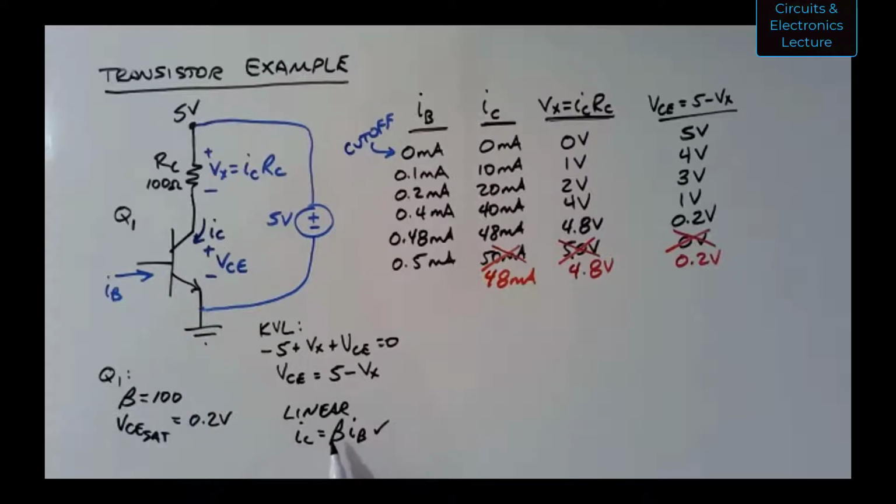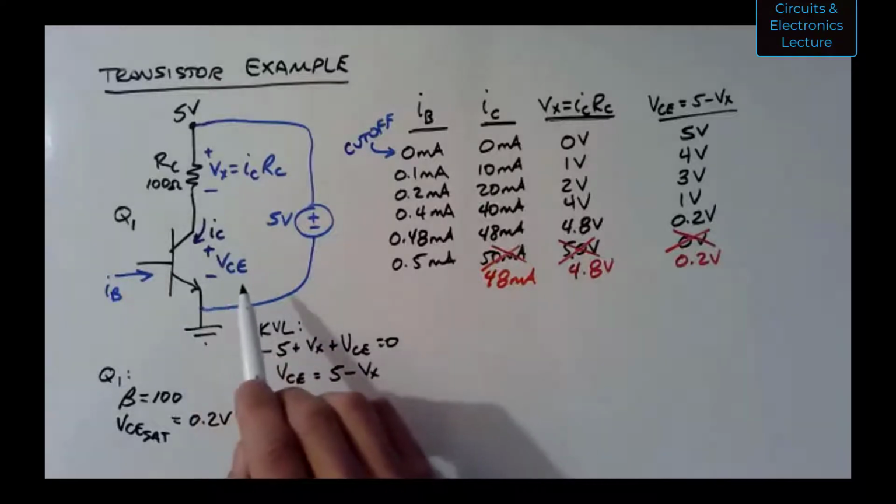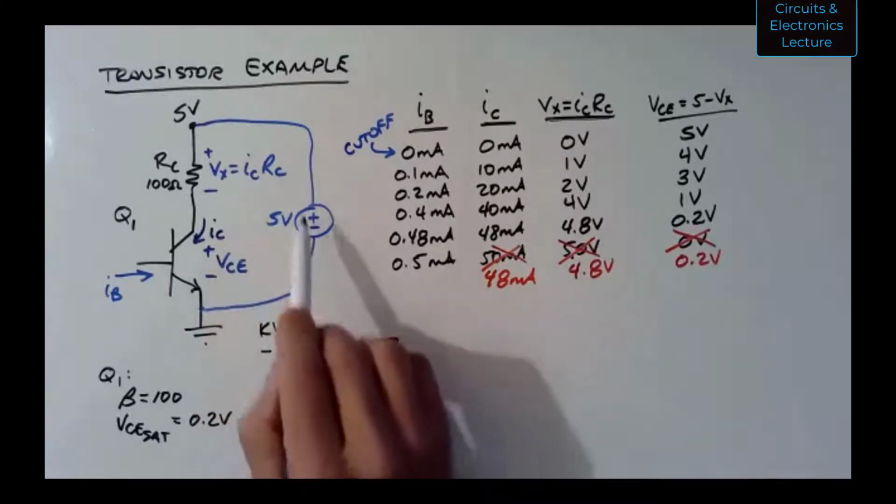We get this linear behavior as long as the transistor is not saturated. And when the transistor is saturated, we know that because the VCE value falls to about 0.2 volts. Okay, and so we have the circuit. I drew this circuit without this voltage source.